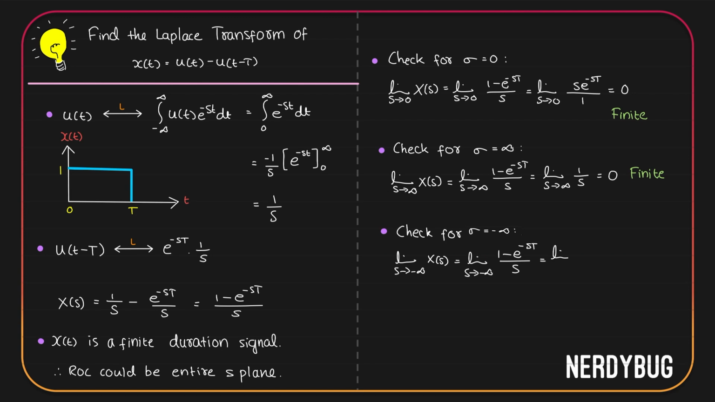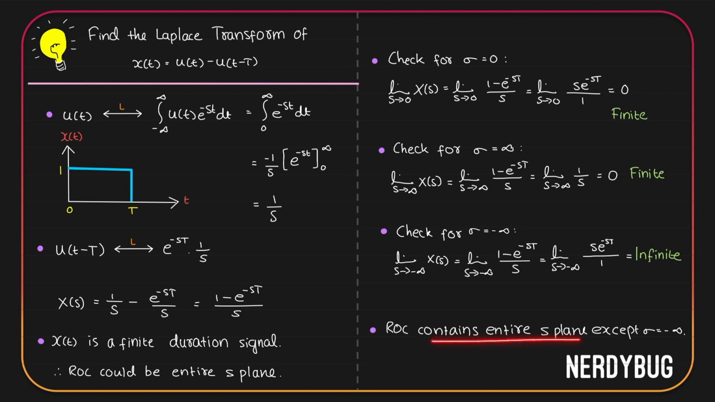So this becomes limit s tends to minus infinity. Derivative of the numerator is s e raised to minus st. We have already found that here. Denominator is s, its derivative is 1. Now if we give the value minus infinity, s is minus infinity, e raised to plus infinity. This is going to be an infinite value. So sigma equals minus infinity is not included in the ROC. That is, ROC contains the entire S-plane except sigma equals minus infinity.